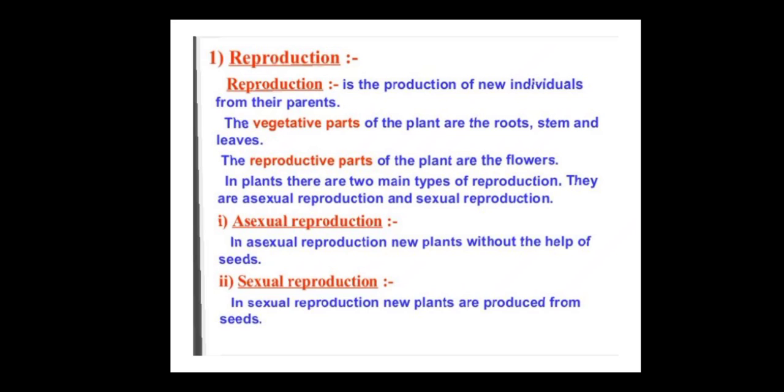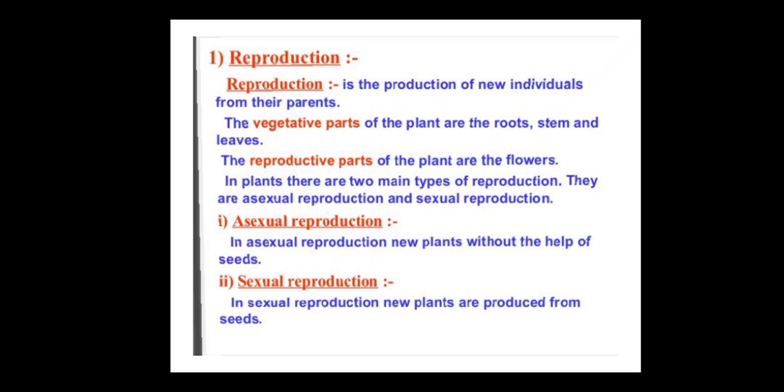The vegetative parts of the plants are the roots, stems and leaves. So which are the vegetative parts of the plants? They are roots, stems and leaves. The reproductive parts of the plants are flowers. So the reproductive parts come from the plant, and they are flowers.